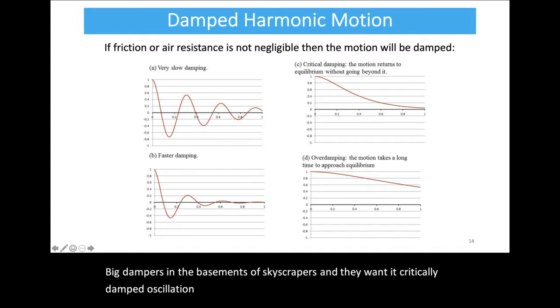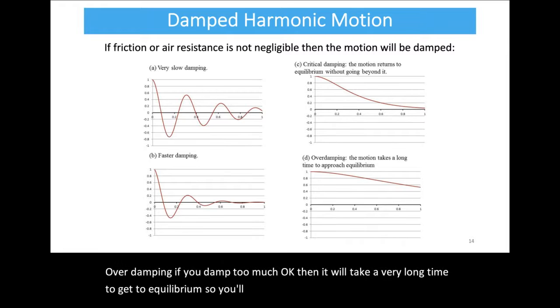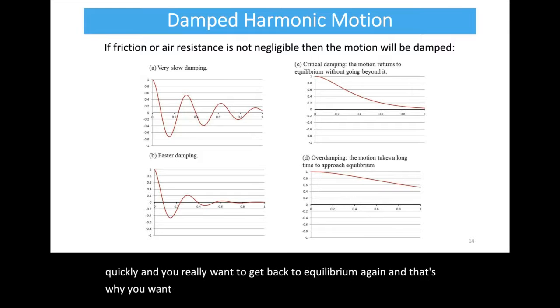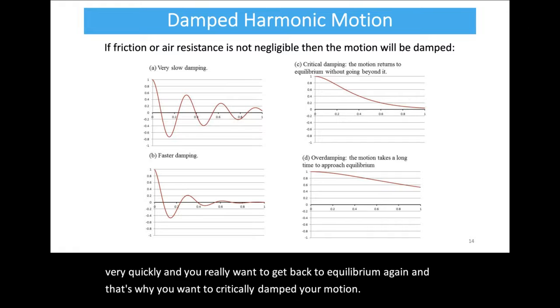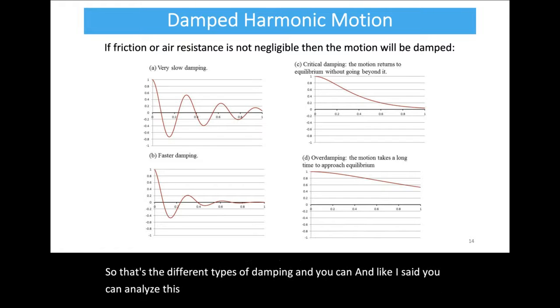Overdamping: if you damp too much, then it will take a very long time to get to equilibrium, so you'll shift and you won't be able to get back very quickly, and you really want to get back to equilibrium again. That's why you want to critically damp your motion. So that's the different types of damping, and like I said, you can analyze this mathematically, but we're not going to get into that in this class.